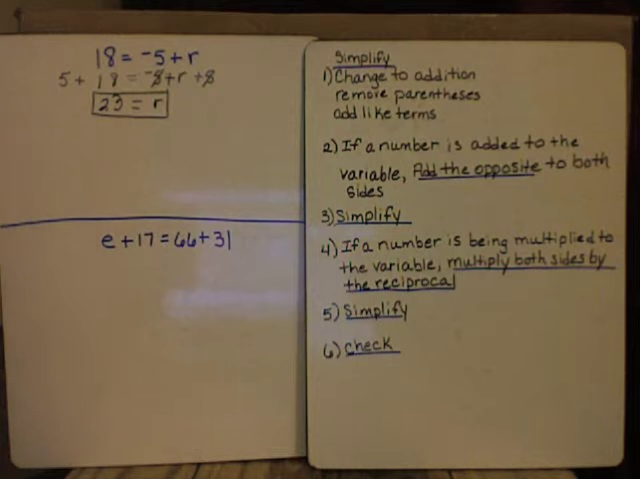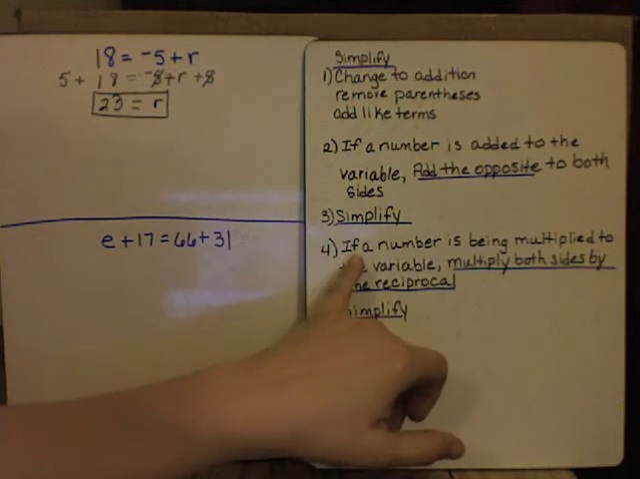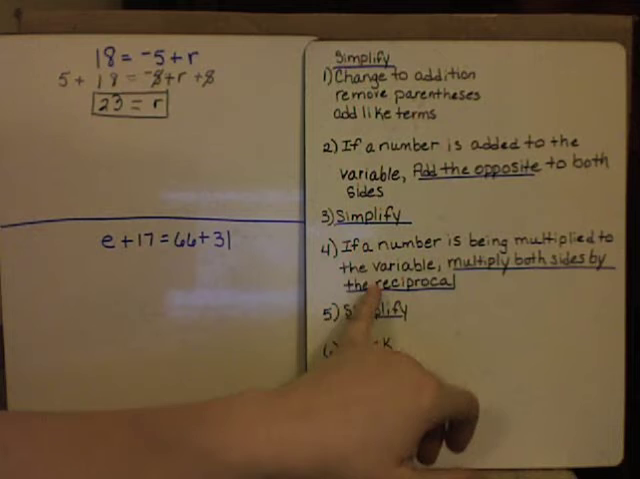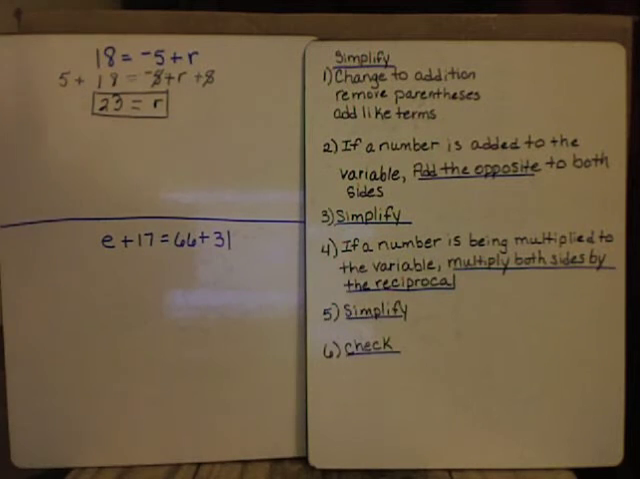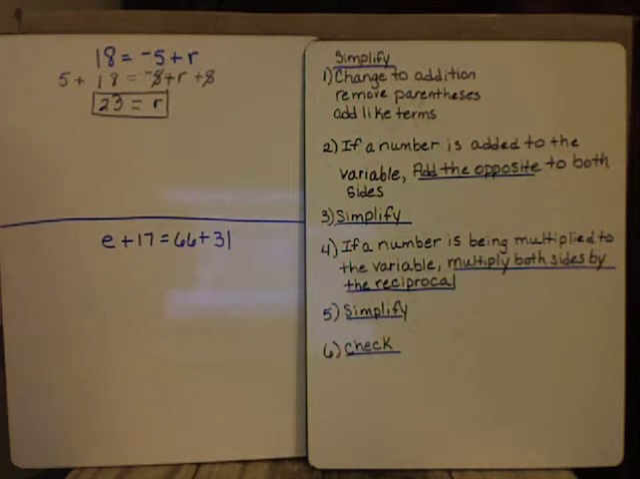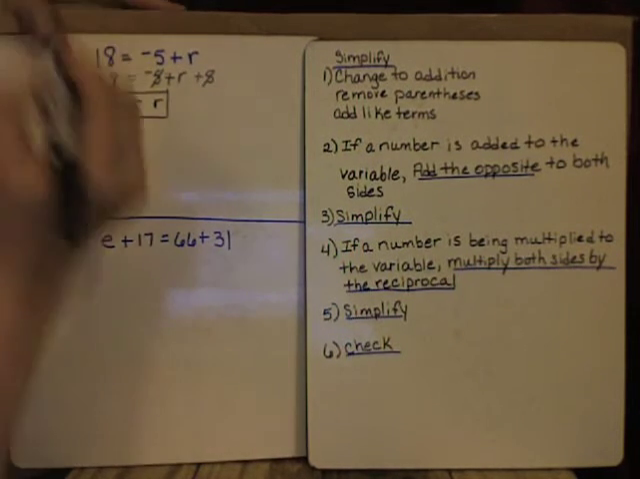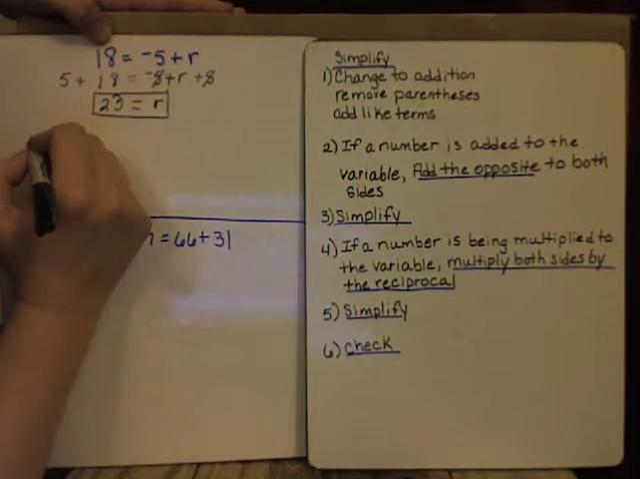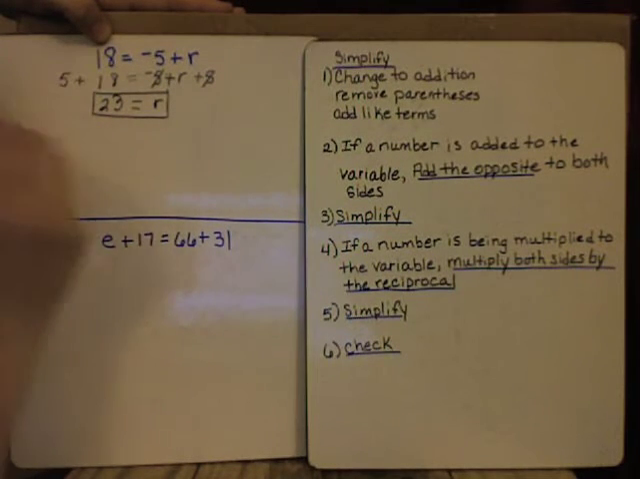So that is our answer, because when we go down to the next step, if a number is being multiplied to the variable, well, we don't have anything being multiplied up here. So we don't have to worry about step 4 or 5. Now our last step is to check the problem. In order to check the problem, we just write it out exactly as it was to begin with.